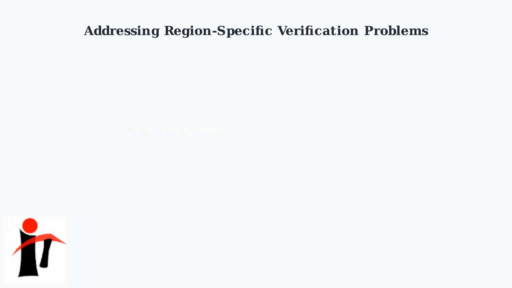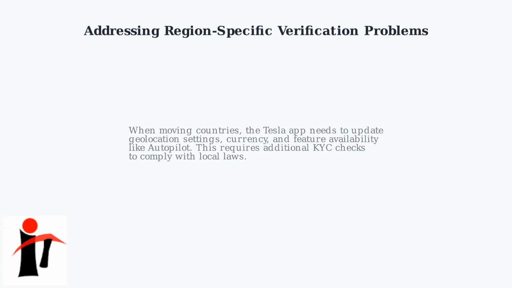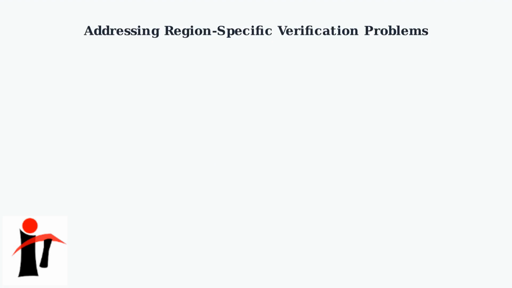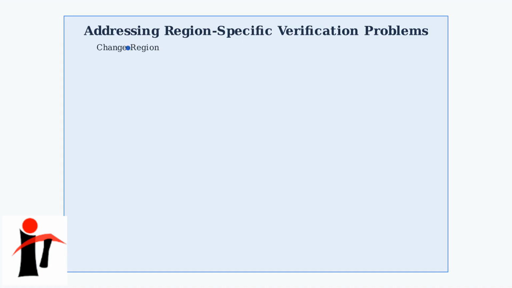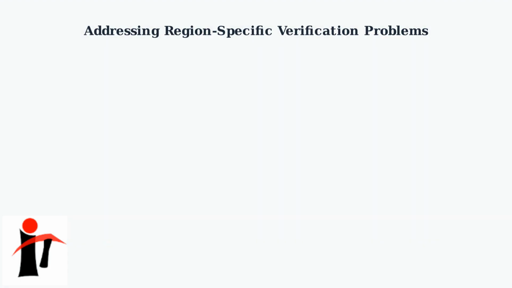Moving to a new country triggers region-specific verification problems in the Tesla app. The app must update geolocation settings, currency, and feature availability like autopilot. This requires additional KYC checks to comply with local laws. In the app, navigate to Profile Settings to initiate a region change. The system will prompt for verification to ensure compliance with regional regulations.